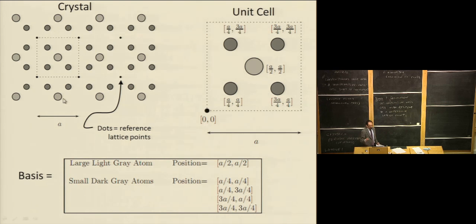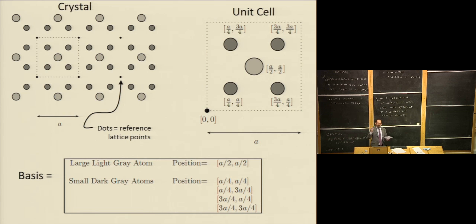Now, a basis is that we should list off all of the objects in the unit cell referenced to the reference lattice point, which we call coordinate 0, 0. So we would say, for example, there's a large light gray atom at position a/2, a/2 here with respect to this point 0, 0. Then there are small dark gray atoms at positions a/4, a/4; 3a/4, a/4; 3a/4, 3a/4; and a/4, 3a/4. So once I've given you all of this list of where all the objects are in the unit cell, what the objects are, and what their relative vector is with respect to the reference lattice point, I've then given you a basis for the crystal.